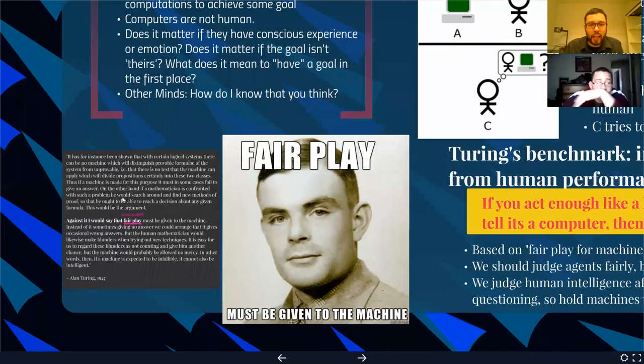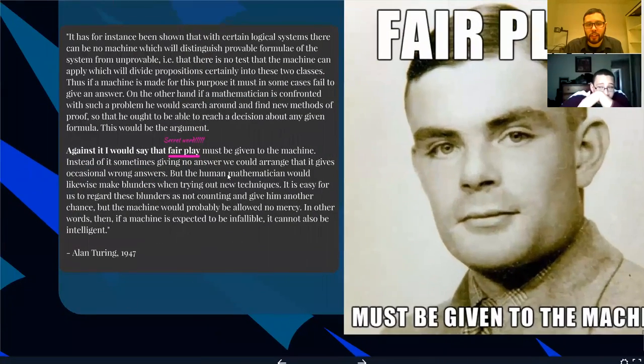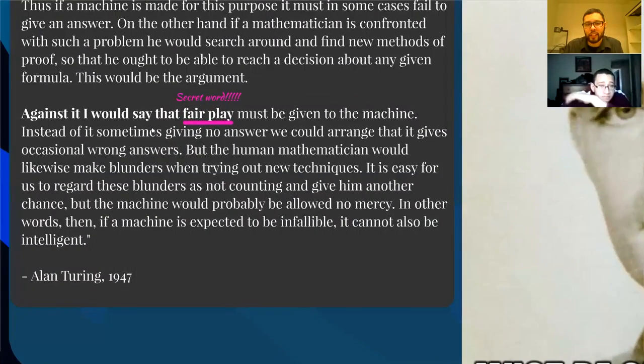Just on the basis of fair play. I give more discussion of fair play on the thing, and fair play is also the secret word for today. So I want to use that there.